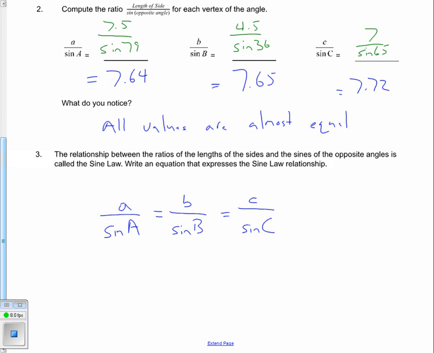And so what this means is that, so long as you have a side-angle pairing, you can use the sine law in order to figure out both unknown side lengths and unknown angles.